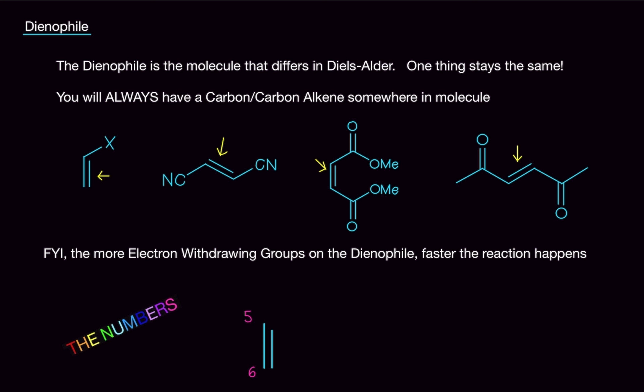So a little extra information: the more electron withdrawing groups on the dienophile, the faster the reaction happens. Just in case you were asked a test question, the more carboxylic acids there are, the more CN groups there are, anything like that, the more groups there are present, the faster the reaction happens. I just put that just in case. But let's talk about the numbers now.